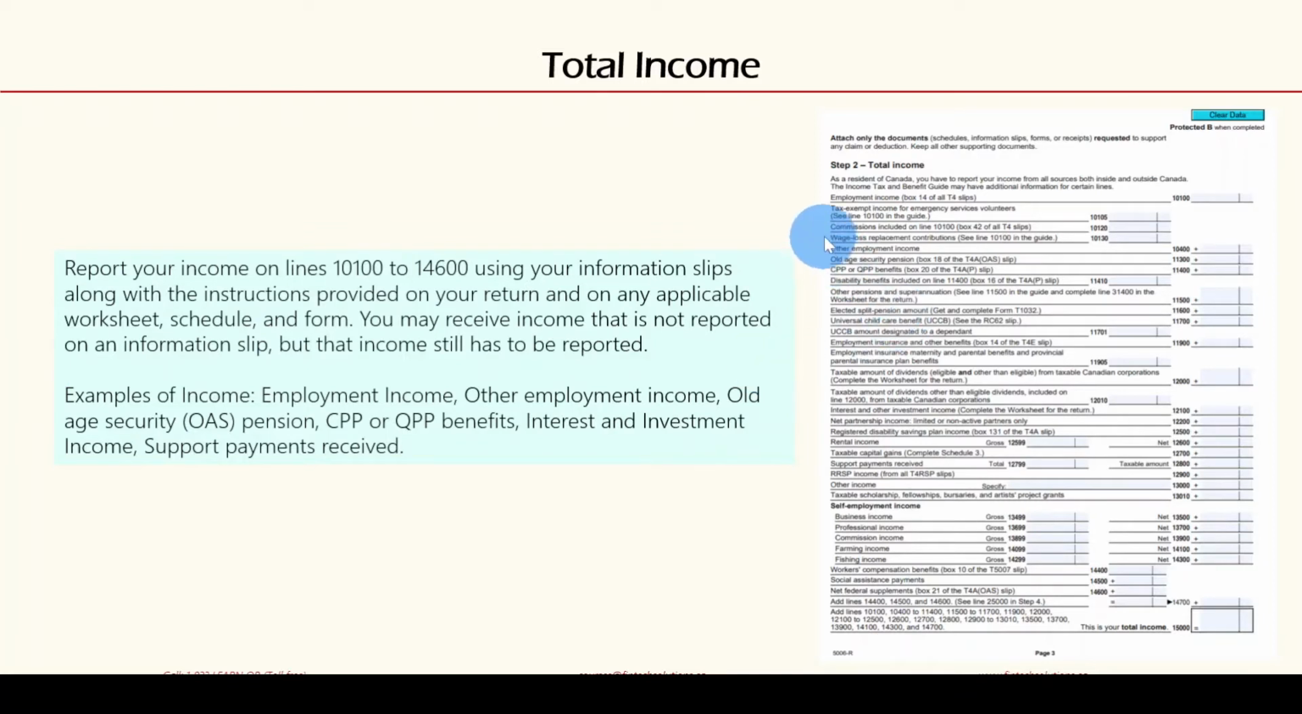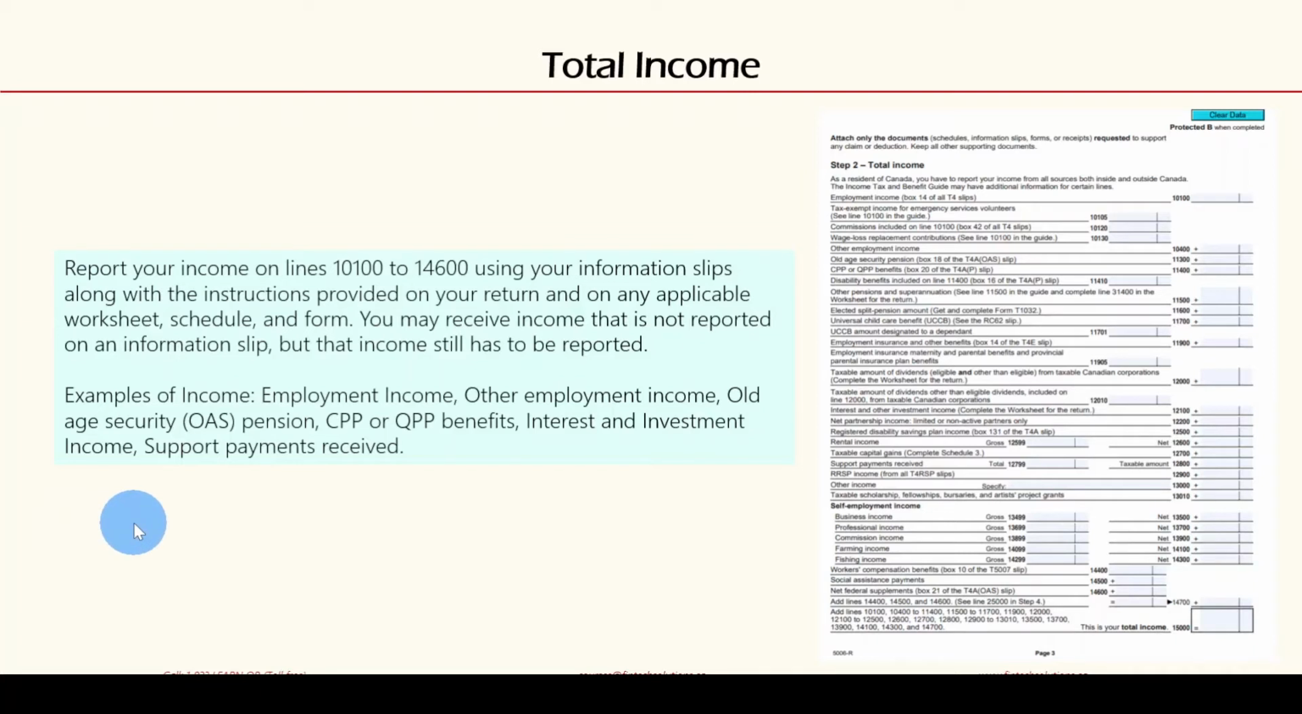So as an example, if someone says I have the T4 slips, well, you will put that right over here on line 10100. Or if a senior says I got the old age security, that will also go over here. And if someone says I got a rental income, that will go right over here on line 12600. If you got a business income, that will go and sit over here on line 13500. Overall, whatever income the taxpayer has earned will show over here. The final amount will be shown as total income on line 15000 over here.